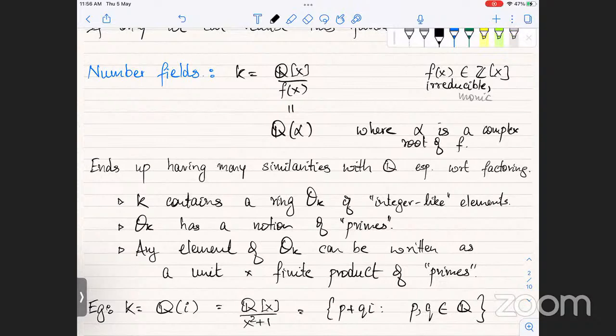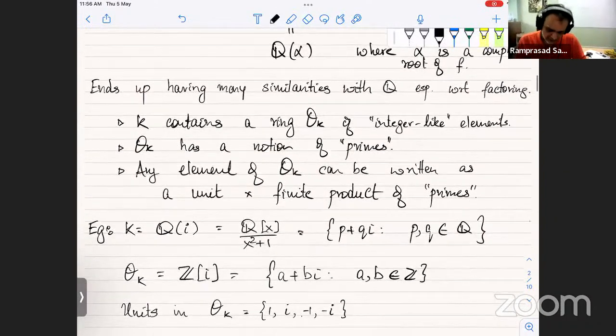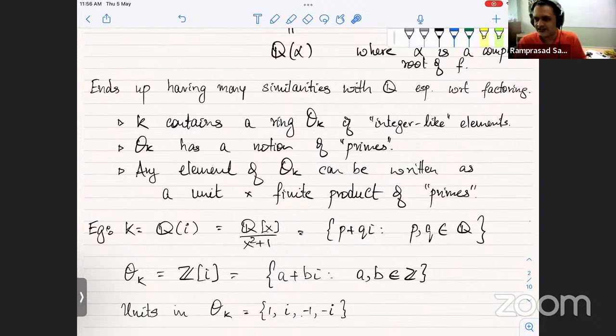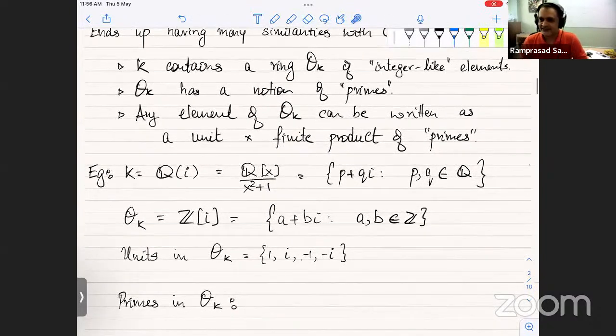Okay. So the units in this. Oh, sorry, I had asked this question and then I just forgot that I had asked it. But it's sort of easy to see that the units are, of course, 1 and -1. The traditional units in integers are units here, but you have 2 extra units, which are I and -I, because they happen to be inverses of each other. So this is just an example to say what happens here. But here's something interesting.